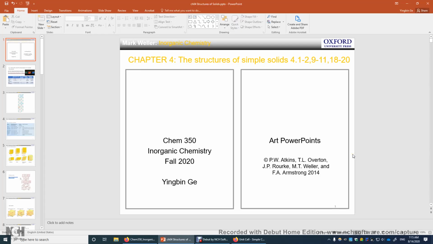This is Inorganic Chemistry, Chapter 4, The Structures of Simple Solids. We will cover 8 sections in this chapter. Sections 1, 2, 9, 10, 11, 18, 19, and 20.